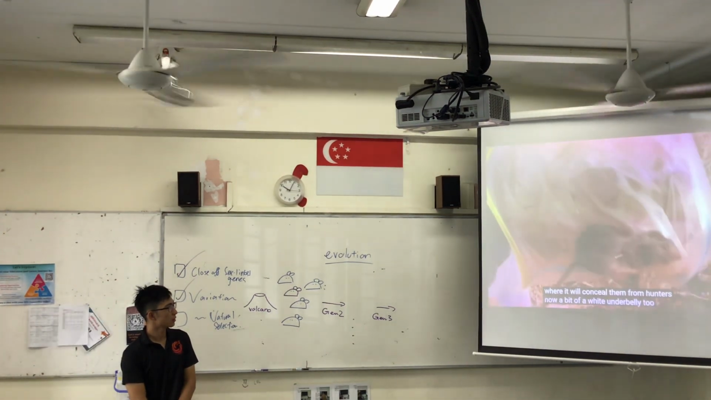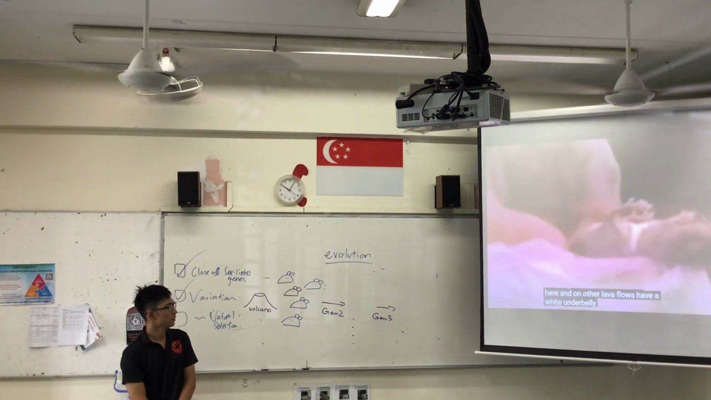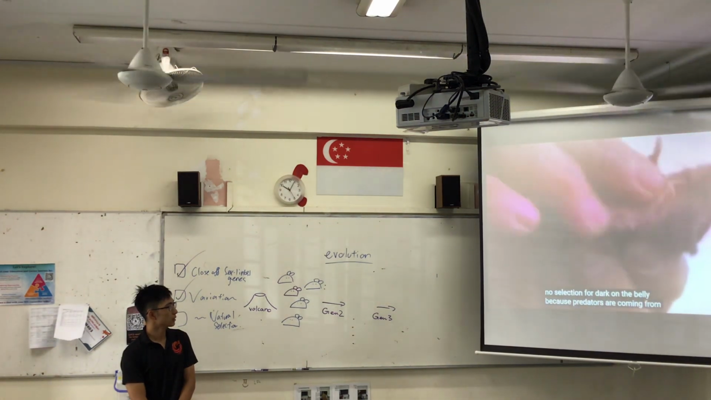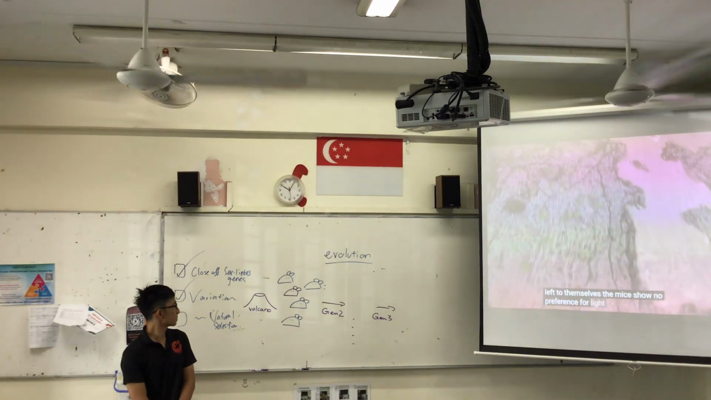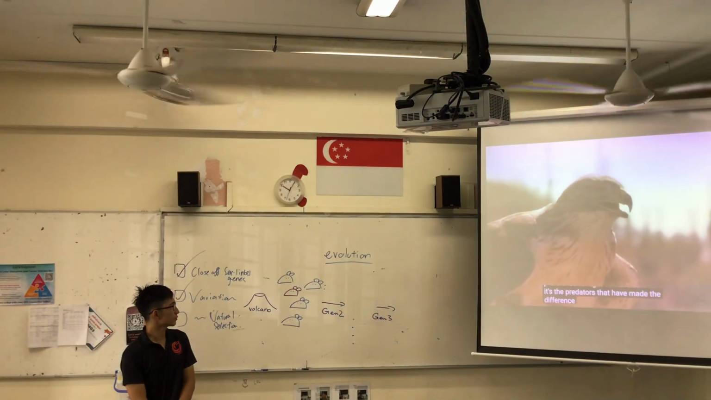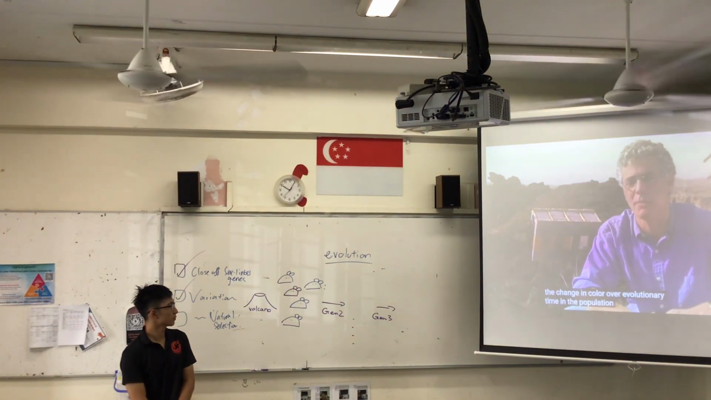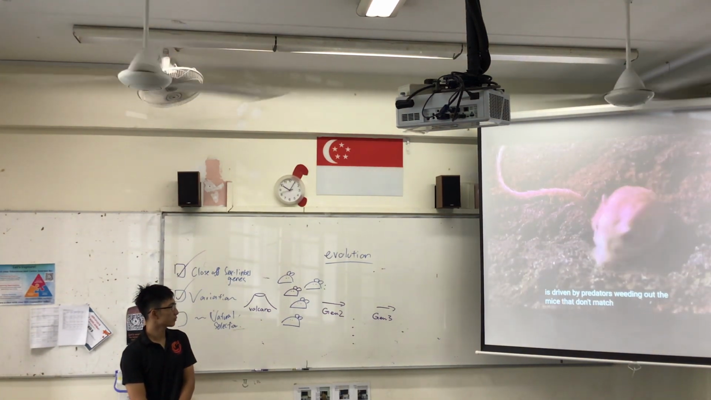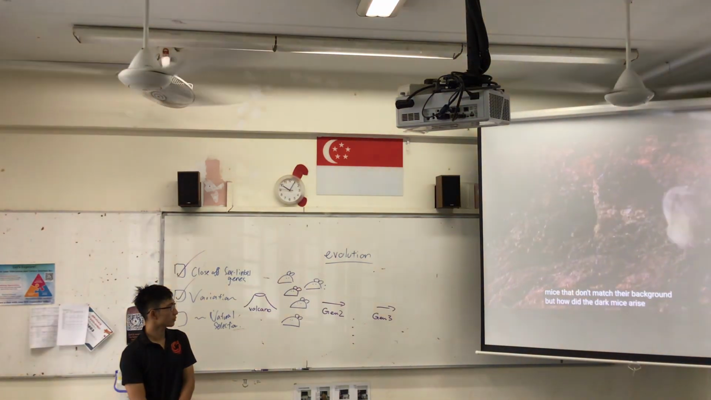All of the mice on the lava flows are dark, and on the light desert, they're light. There's no selection for dark on the valley floor because predators are coming from above. Left to themselves, the mice show no preference for light or dark rocks. It's the predators that have made the difference. The change in color over evolutionary time in a population is driven by predators weeding out the mice that don't match their background. But how did the dark mice arise in the first place?